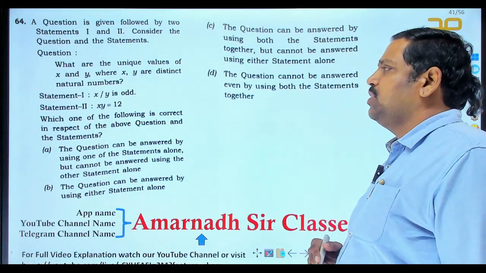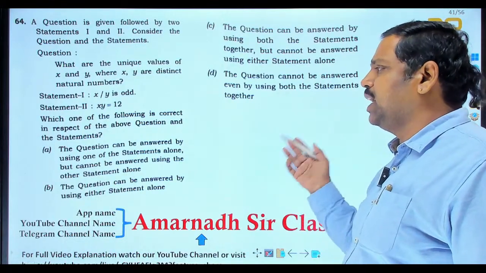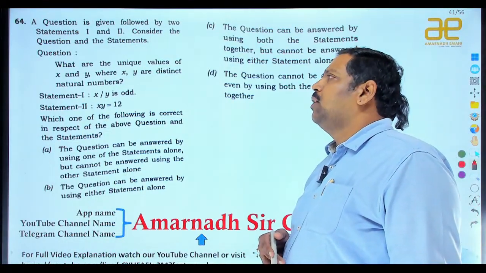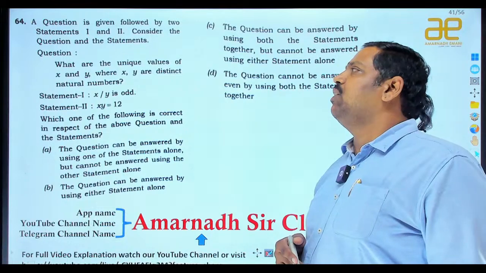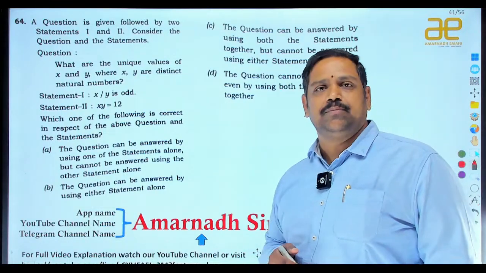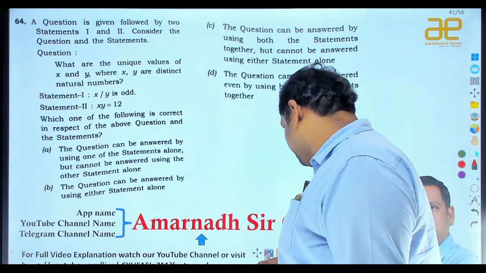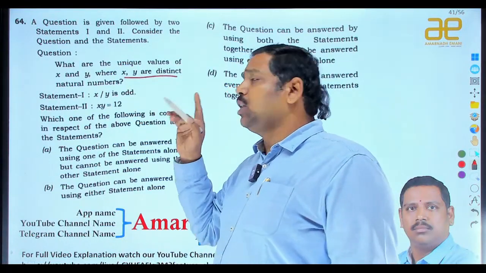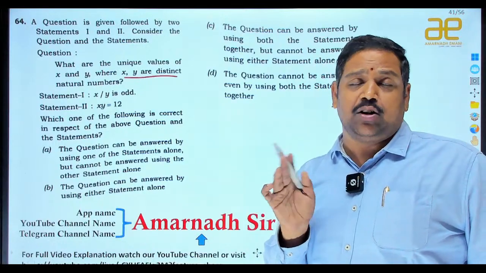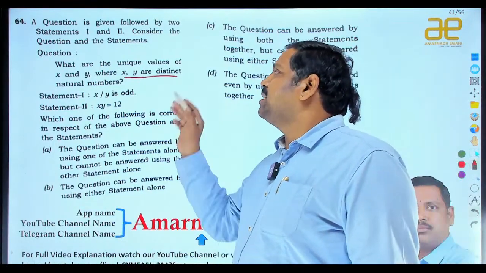Okay. Question followed by statements 1 and 2, where we can answer, he is asking. What are the unique values of x and y, where x and y are distinct natural numbers? He specified that x and y are natural numbers, and both are unique, meaning x is not equal to y. He is asking about their values.